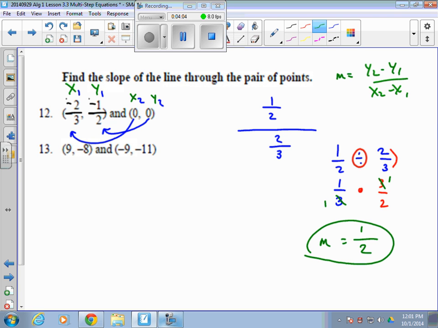The next line's a little easier because you don't fool with fractions. You do it the same way, though. Negative 11 minus a negative 8 means plus 8. So negative 11 plus 8 is going to be negative 3 over negative 9 minus 9, negative minus a positive. We're just going to combine them and get negative 18. A negative divided by negative is a positive, and the number 3 goes into both of these. It goes into itself once and into 18 6 times. So the slope of number 13 is 1 over 6.